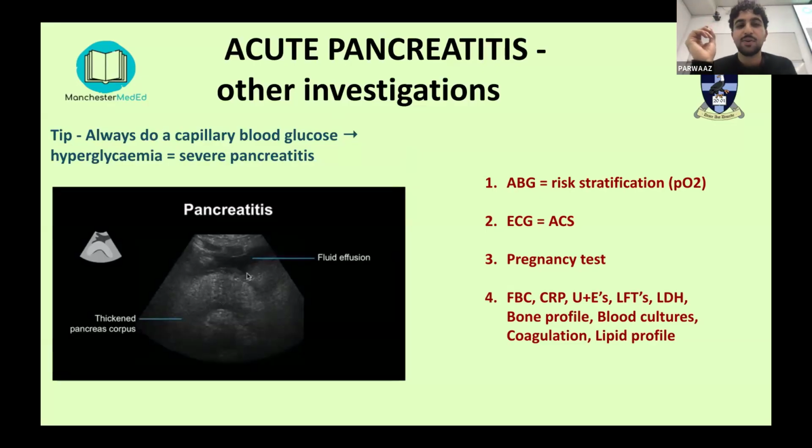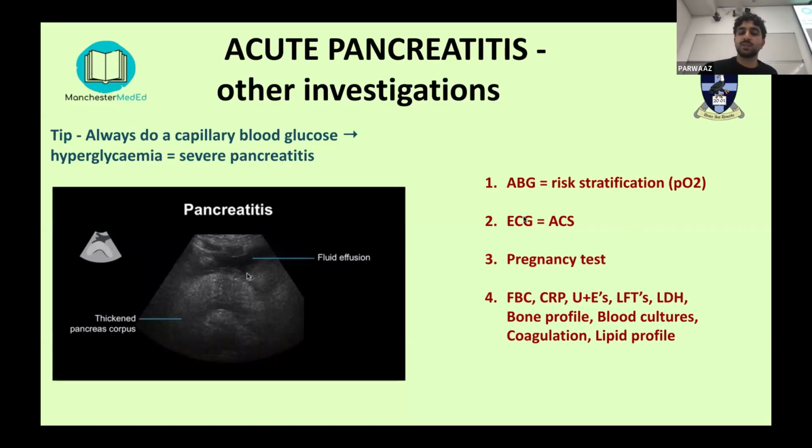Pregnancy test is a bit of a stretch. I don't know why I wrote that, but just to push the point. And then bloods wise, as I've said before, FBC, CRP, using these. LFTs will usually be quite deranged in pancreatitis. So you usually see patients with quite a high ALT and bilirubin, but that doesn't necessarily give you a diagnosis as such. LDH for risk stratification, bone profile for calcium, blood cultures if you're suspecting an infective cause, coagulation, obviously, and a lipid profile, again, for the Glasgow score.